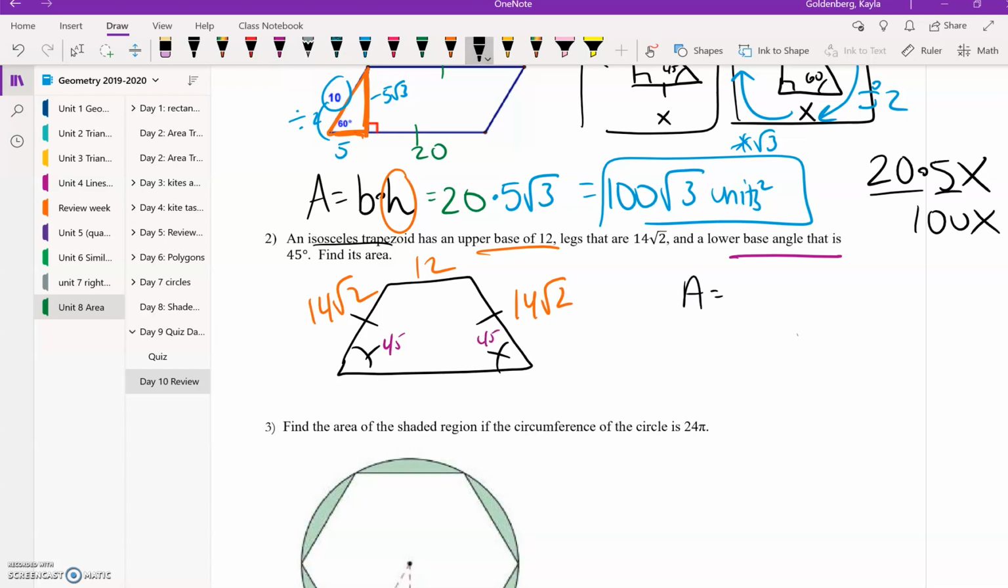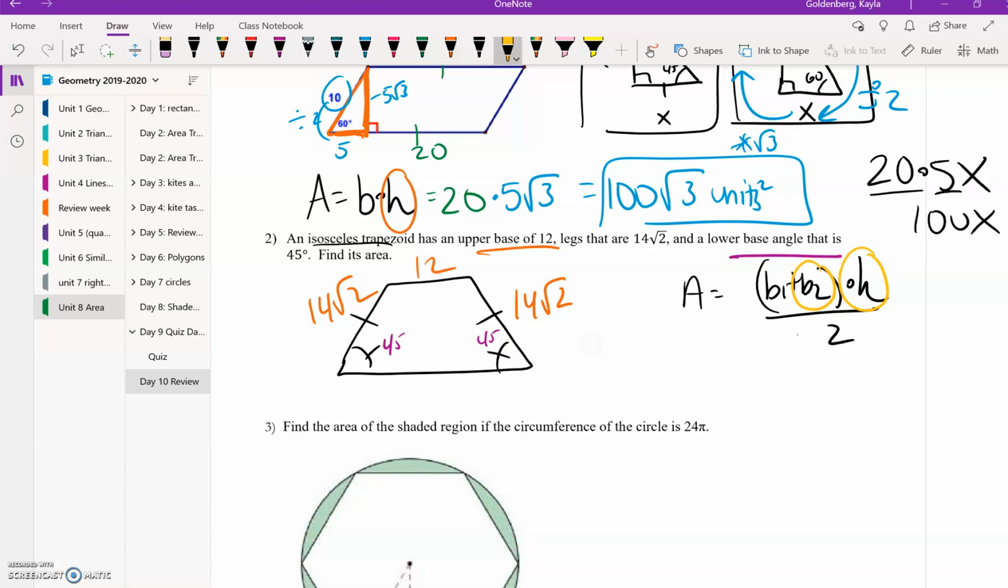Quick reminder, area of a trapezoid: base 1 plus base 2, times your height, divided by 2. So if we want to find the area of the trapezoid, we are missing our larger base, right? We've got our upper base, we don't have our lower base. So make a note like you're missing the other base, as well as the height. We don't know either of those.